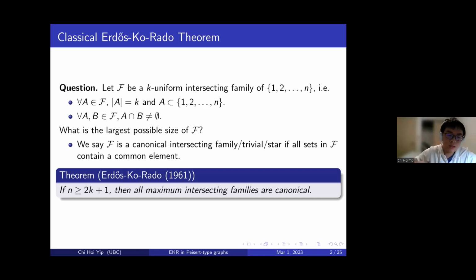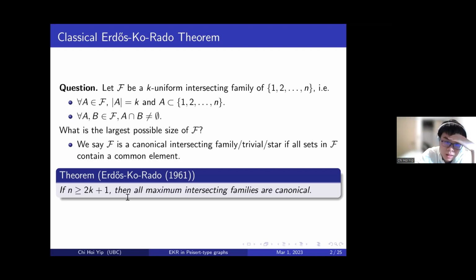Given this question, we can try to come up with some simple constructions. I think the natural way to come up with a construction is that we first fix an element, say 1, and we pick all subsets of size k which contain this element 1. Then definitely we have an intersecting family. And we usually call this either a canonical intersecting family or a trivial intersecting family, or a star sometimes.